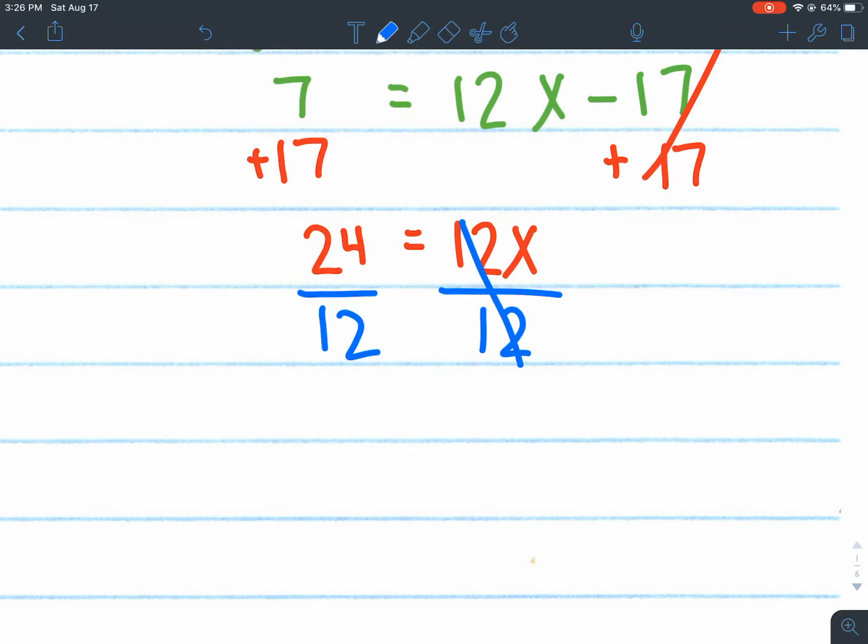As long as every calculation, every movement you make, and by movement I mean adding or subtracting, as long as everything you do is mathematically correct or legal, then you should be getting the same thing.